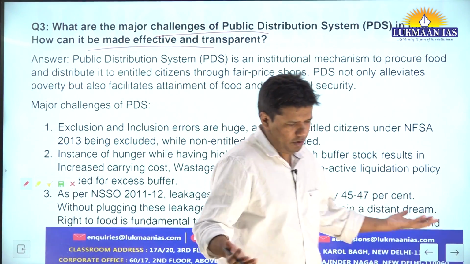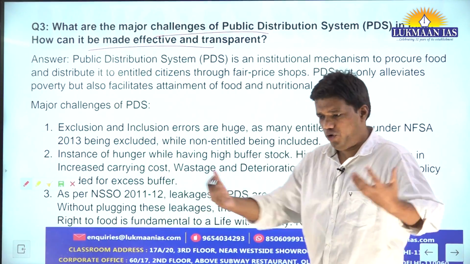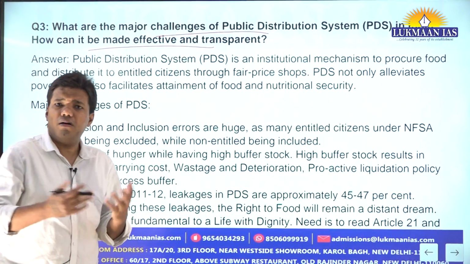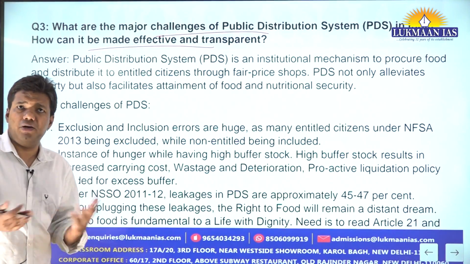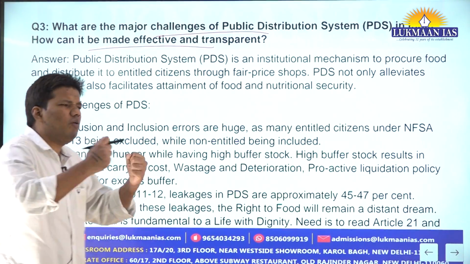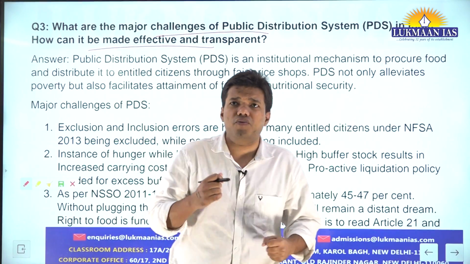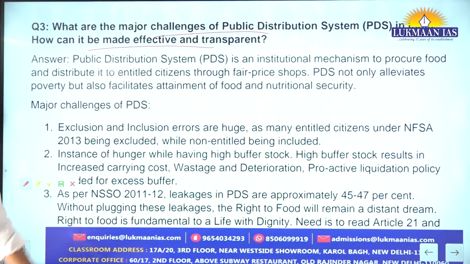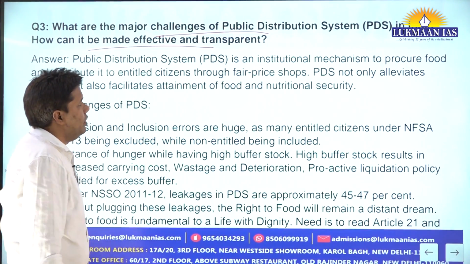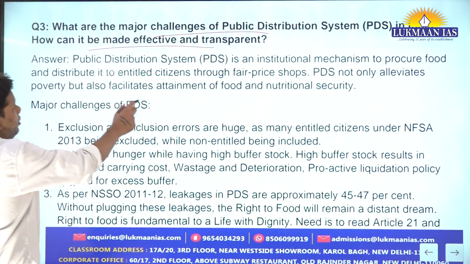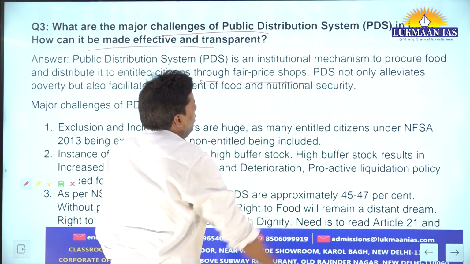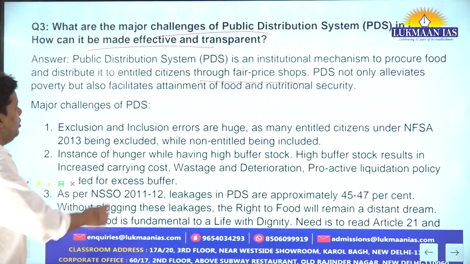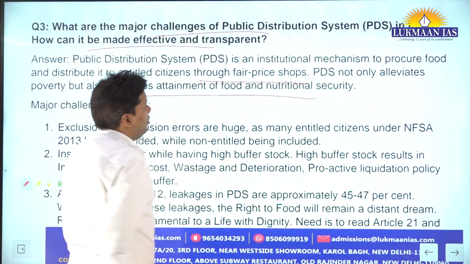It's just a system through which you procure food and provide it to the citizens, and the related acts, the National Food Security Act, and it is vital for not only food security but also for nutrition security. Okay, so let us see. First, you can define what PDS is. PDS is an institutional mechanism to procure food and distribute it to entitled citizens at fair price. Very simple definition. PDS not only alleviates poverty but also facilitates attainment of food and nutrition security.